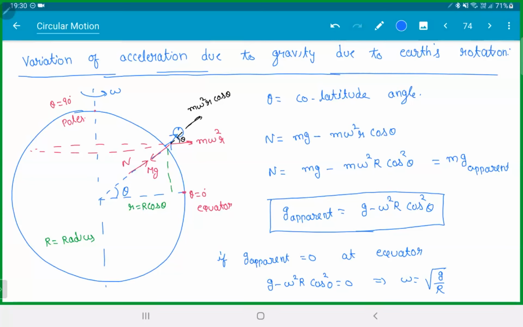Next thing. Non-uniform circular motion.